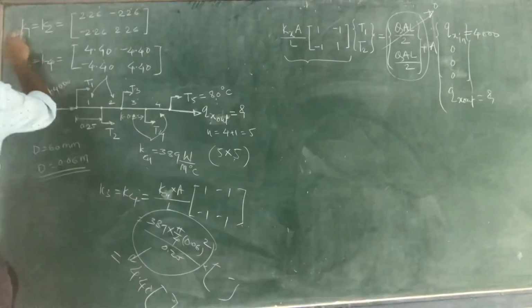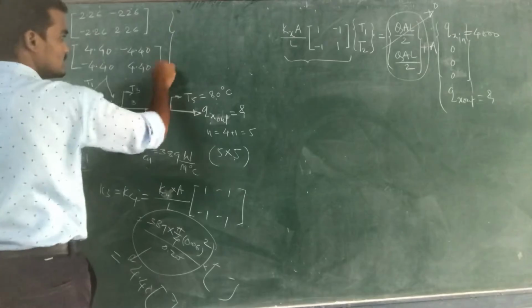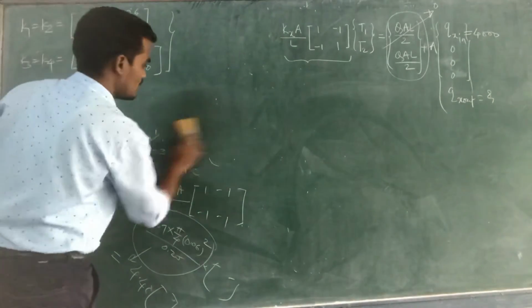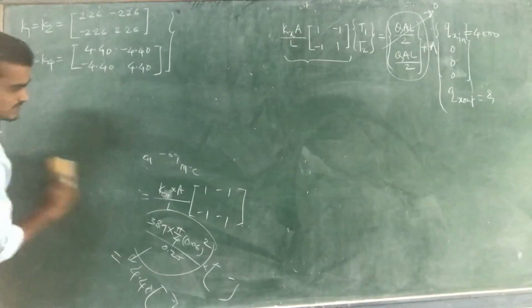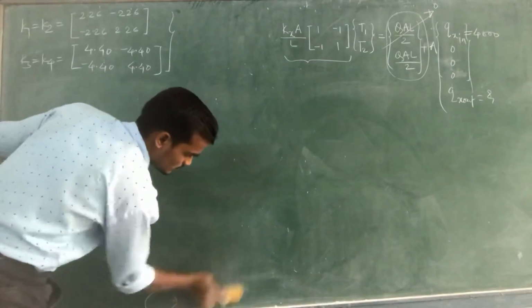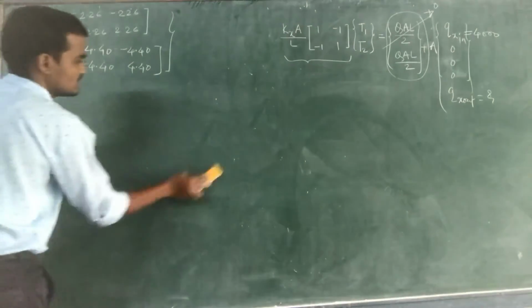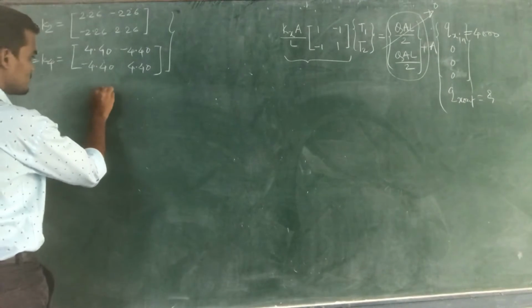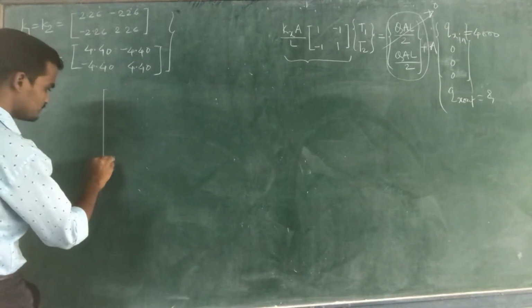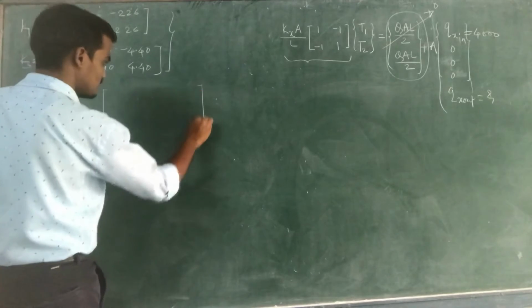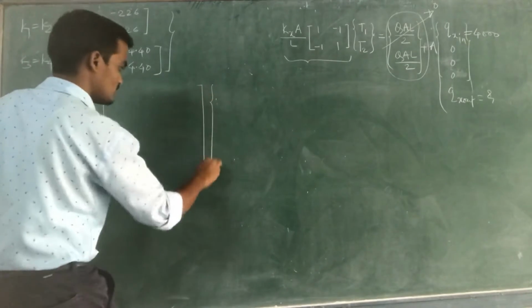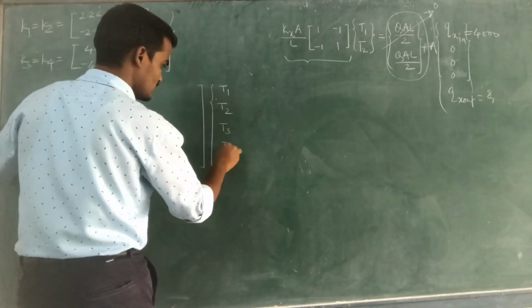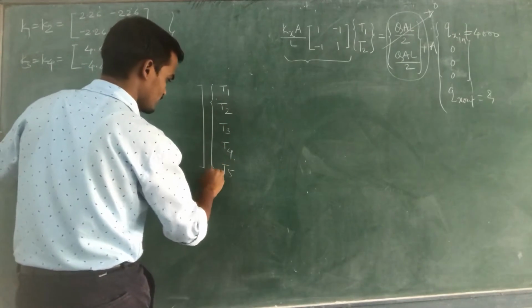Okay, so now we need to assemble these elemental stiffness matrices. How to assemble these elemental stiffness matrices? We have already studied how to assemble the global stiffness matrix by using the elemental stiffness matrices for the spring as well as the bar element. So the global stiffness matrix, as there are 4 elements, will become equal to, with rows and columns T1, T2, T3, T4 and T5, like that.